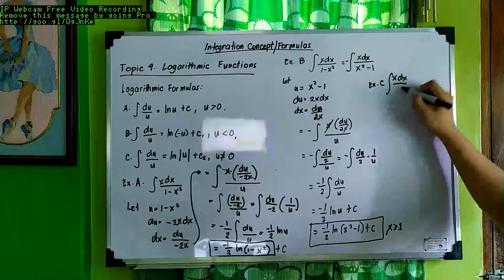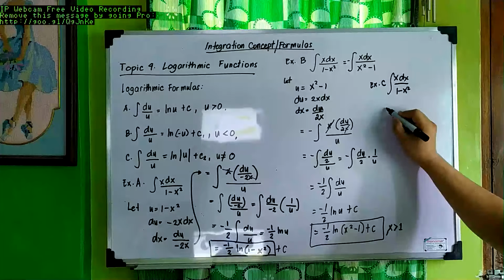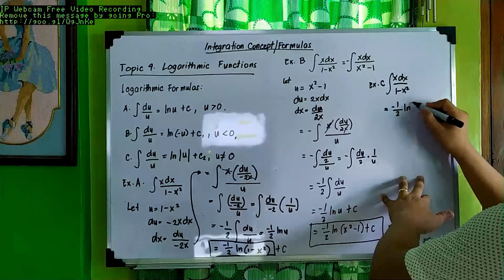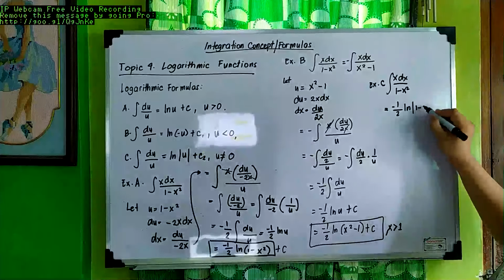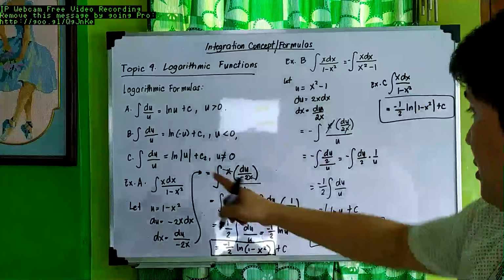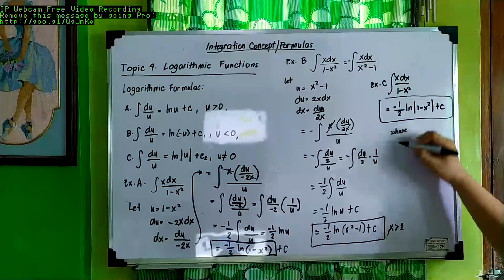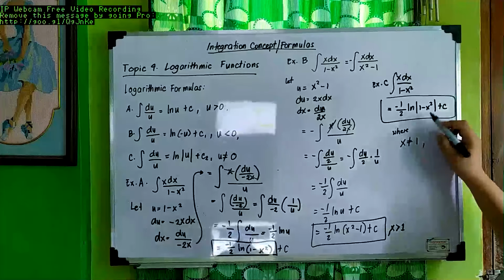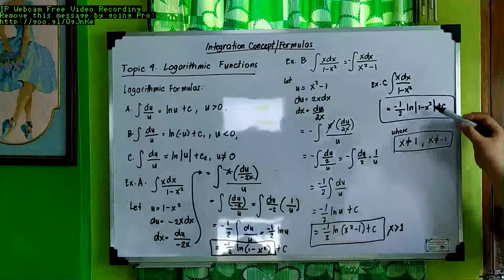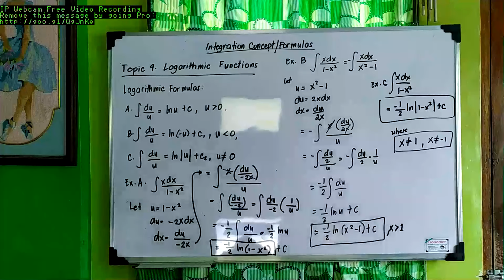Applying this to x dx over 1 minus x squared, it basically yields an answer of negative 1 over 2 ln of the absolute value of 1 minus x squared, plus c. It is basically like this one, but in absolute value, where x must not be equal to 1 and negative 1. Why? Because if x is equal to 1, it becomes 0, and if it is negative 1, it is still 0. Okay? So let's try another example.